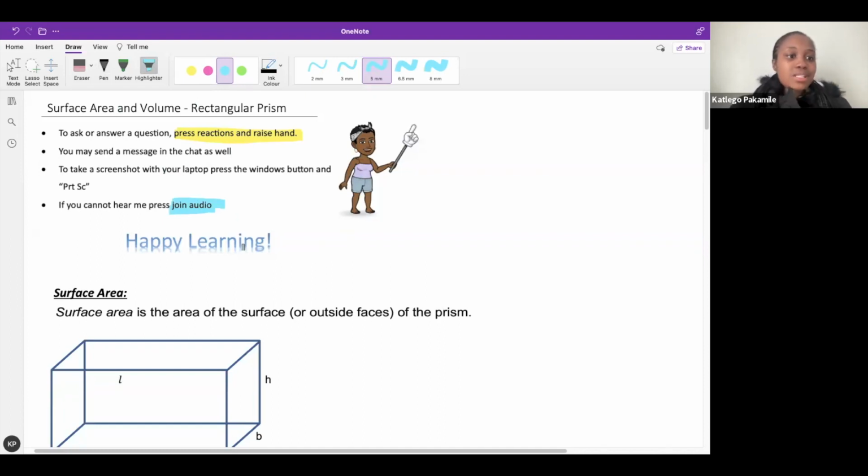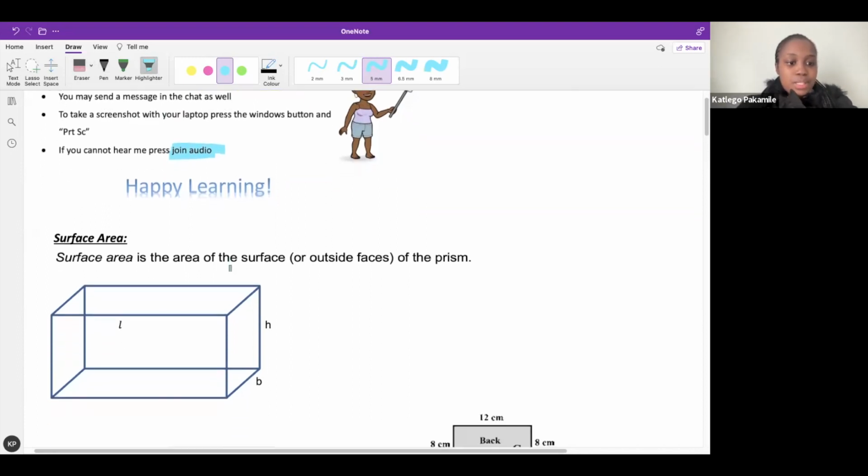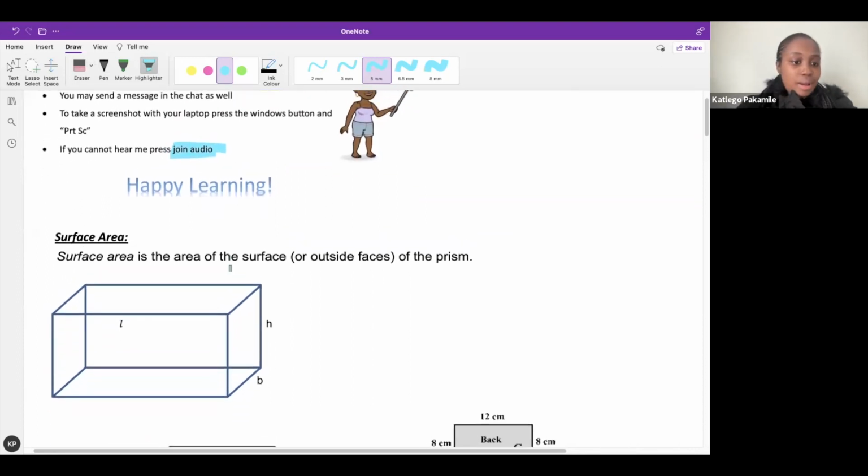Today is the first lesson of surface area and volume, and we are starting with the rectangular prism. So if we look here, here's our nice definition of surface area. Surface area is the area of the outside faces of a prism.